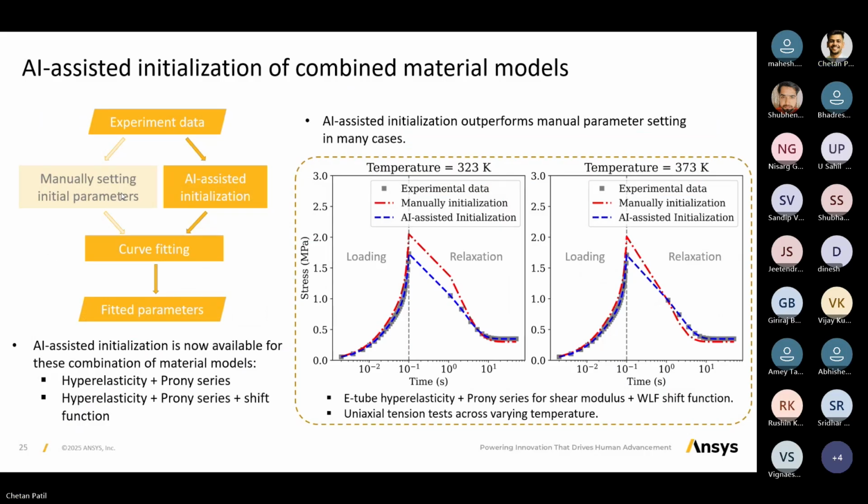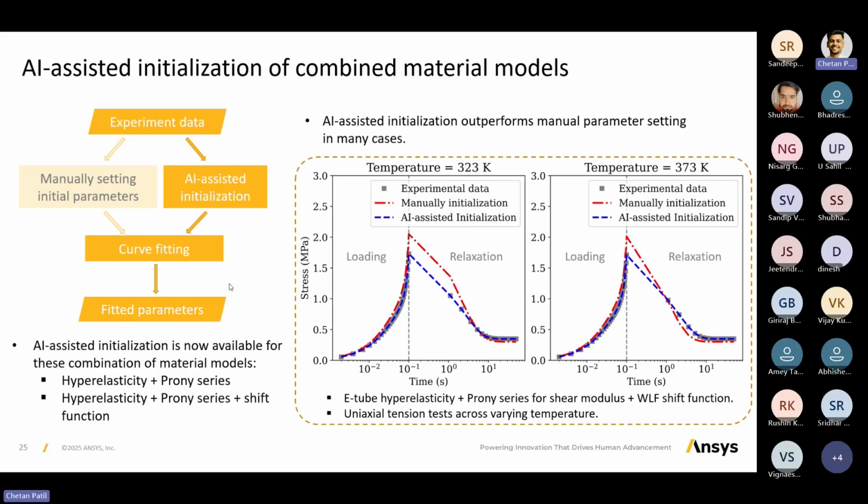Then talking about the hyperelastic material, basically, there is an AI assisted initialization that has been added for the combined material models. Wherever you used to make use of experimental data to curve fit, you can see the experimental data when we were doing the manual setting of the initial parameters for curve fitting, and with the fitted parameters we were trying to analyze the model. How the AI has assisted in such initialization to curve fit the model has been listed over here. And as you can see, the AI assisted initialization outperforms manual parameter settings.